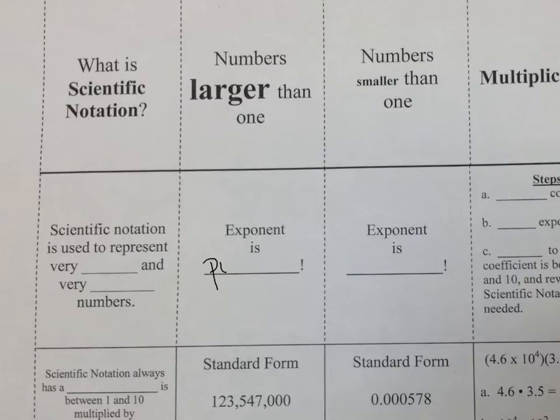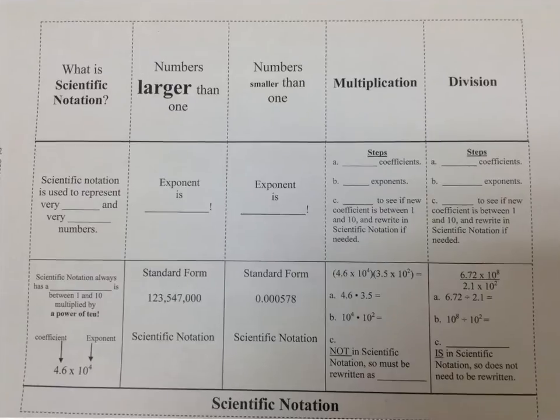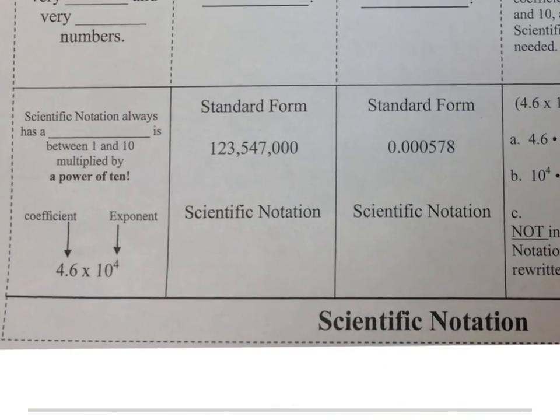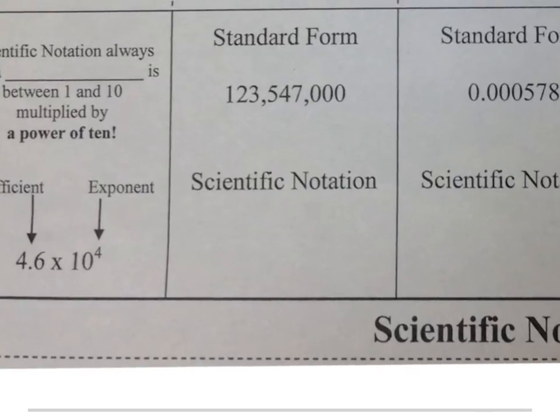You're in the second section of your foldable. The exponent will be a positive number. Anything that is a positive exponent means we have a big number. Okay, and now we're going to do an example together where we change from standard form, that's how we normally see numbers, to scientific notation. So this will be your example that you're looking at underneath the very large numbers tab.